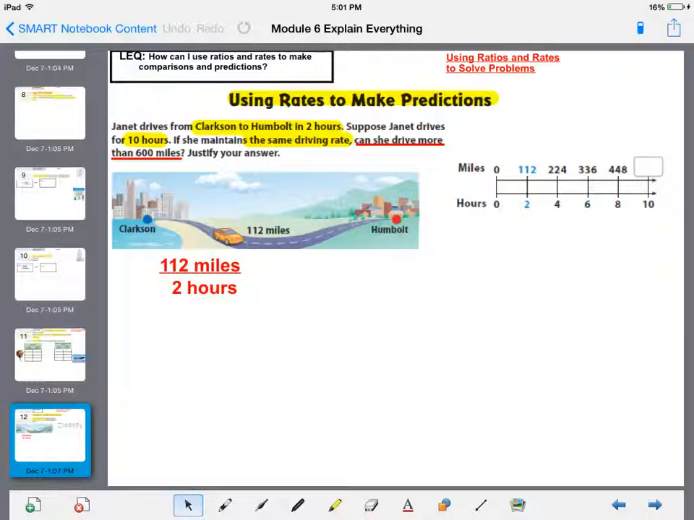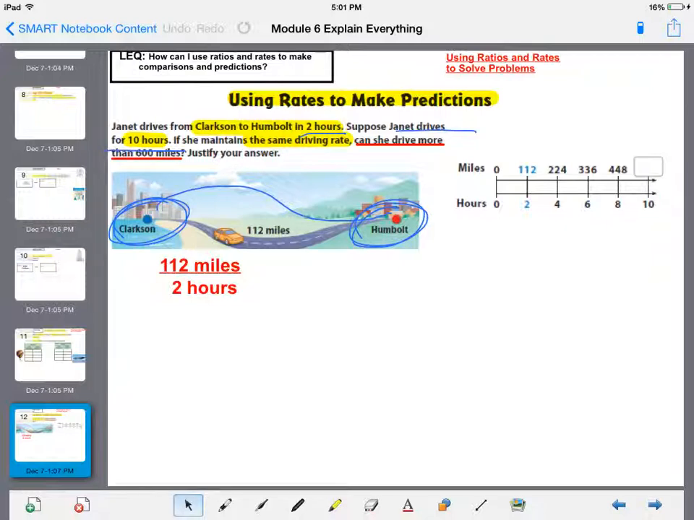Another real-world problem that we worked on in class was using rates to make predictions. In this scenario, we have Janet, and Janet is driving from Clarkson to Humboldt, and it's taking her 2 hours. This is the information given, and she went a total of 112 miles in 2 hours. The question is asking, if she maintains the same driving rate, can she drive more than 600 miles if she's driving for 10 hours?